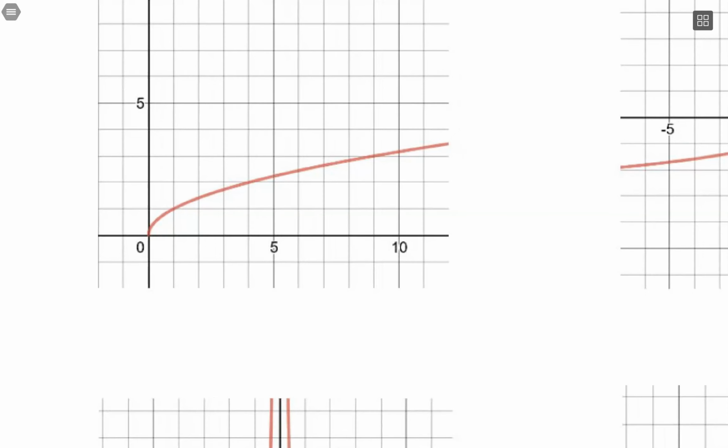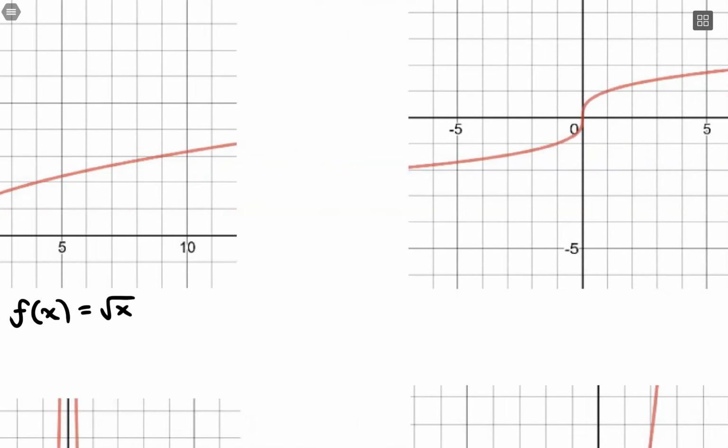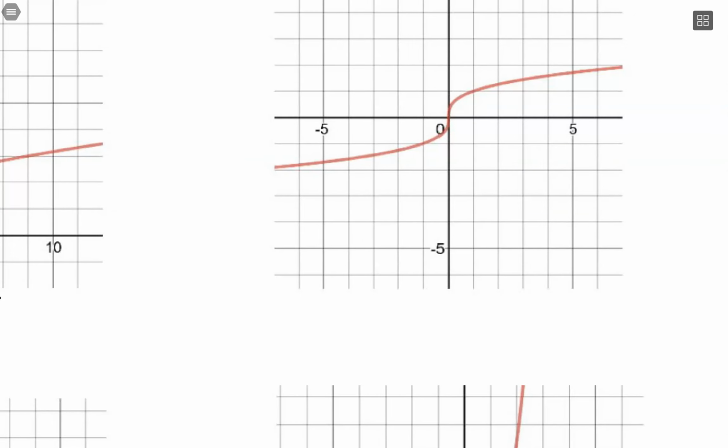Alright, this one here is our square root function. So you can see if we plug in 4, we're getting an output of 2. This is just the square root of x. And over here, this would be our cube root of x.